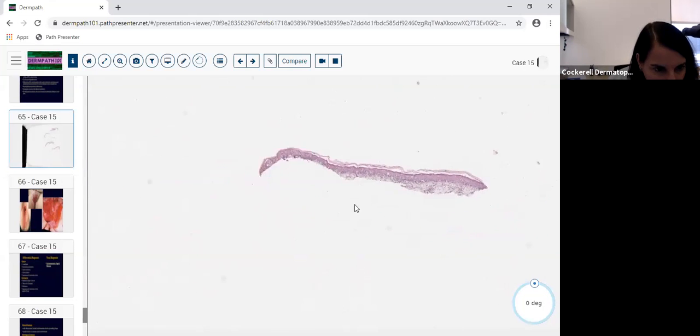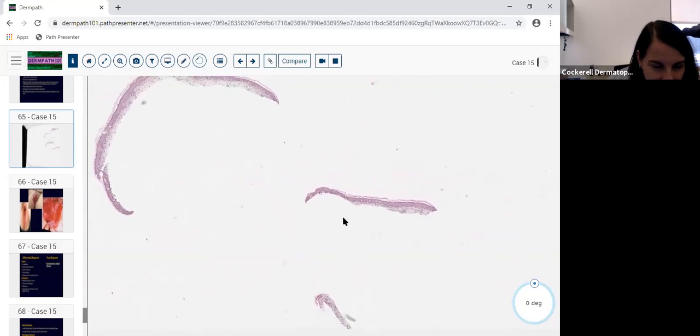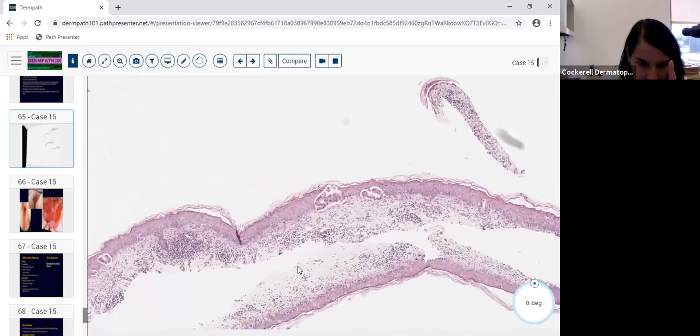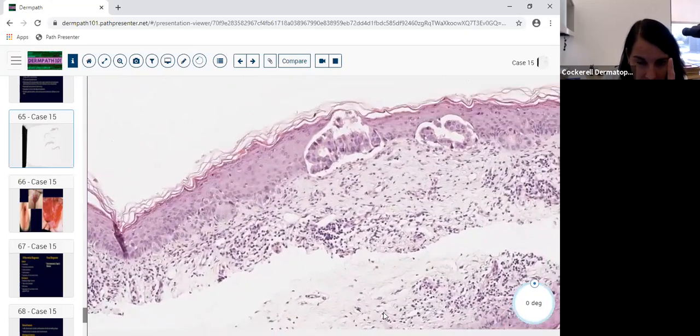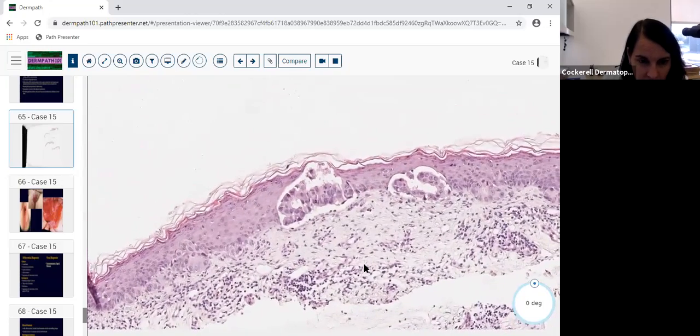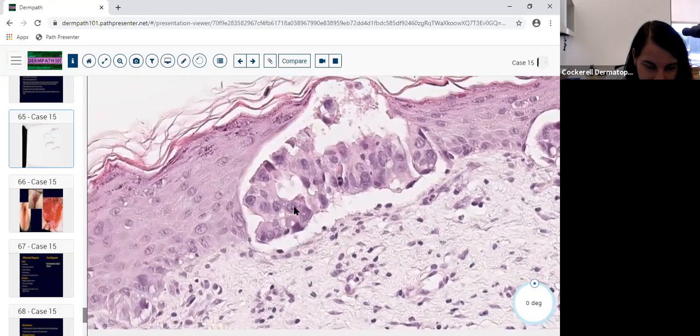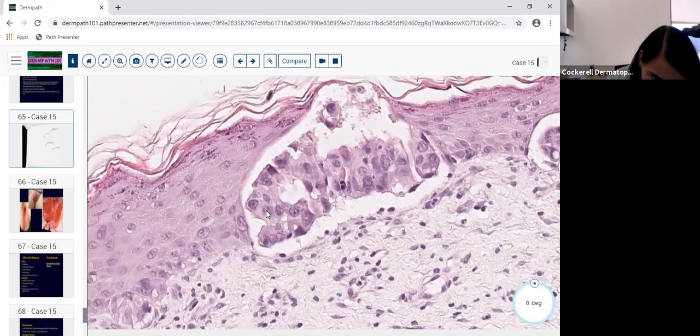There's another clue on this slide that is huge, and that's why it was chosen, why somebody could call this outright without a single stain. And I'm going to show it to you right now. And if you see this on a test, run and jump on this answer. You see that? That is a lumen, and that is a gland. Therefore, what is this? This is adenocarcinoma in situ. And that's the definition of Paget's disease. It's an adenocarcinoma in situ.